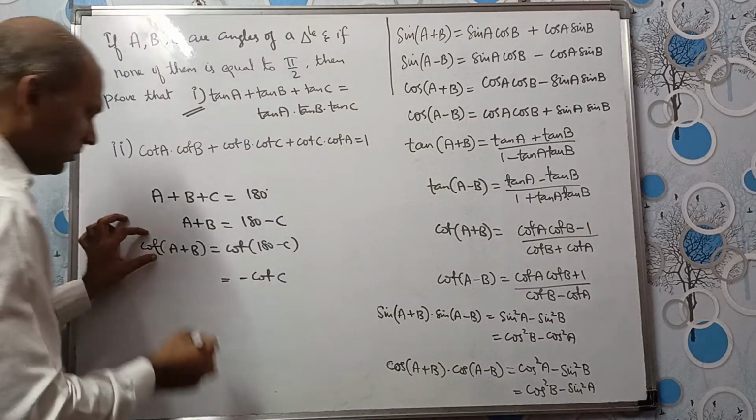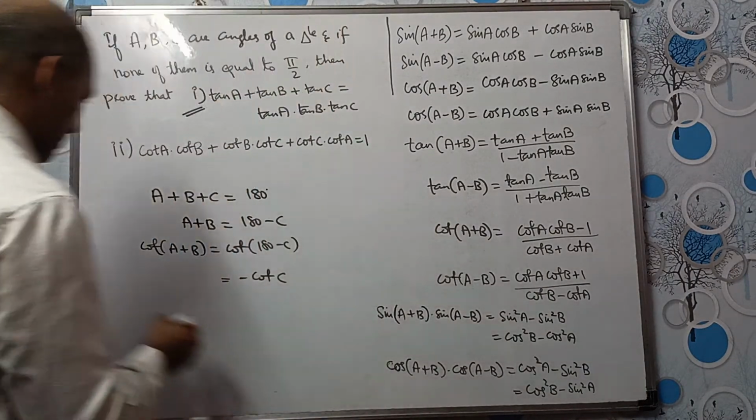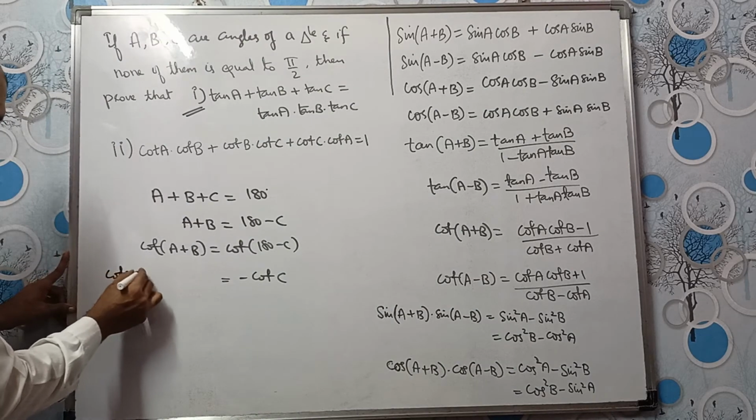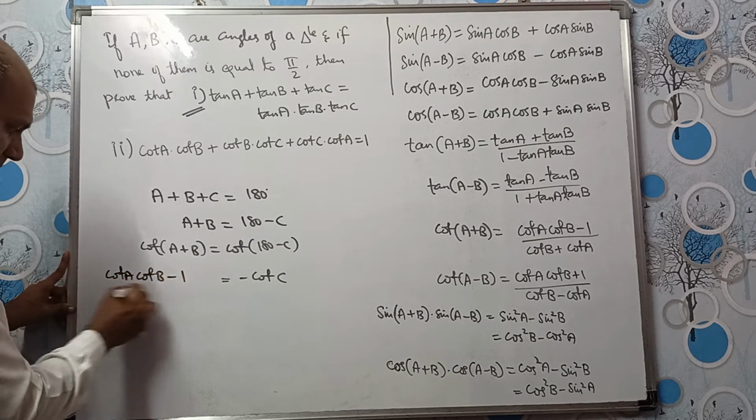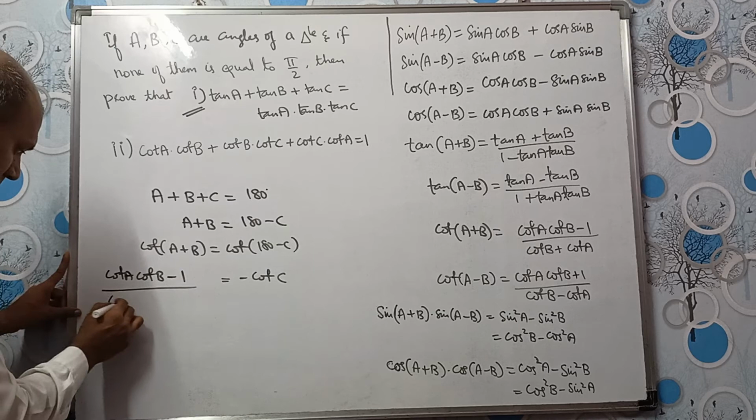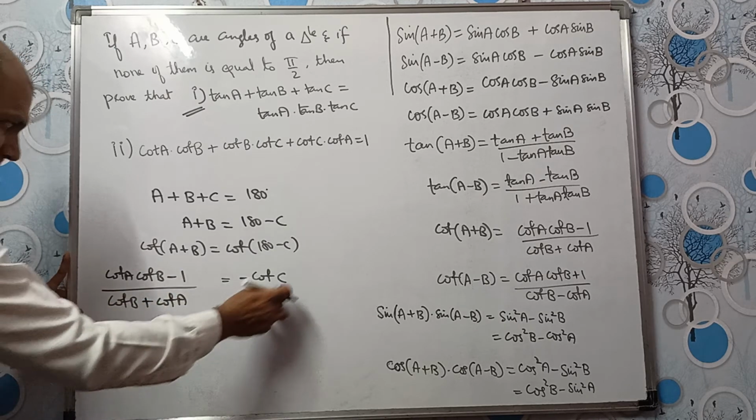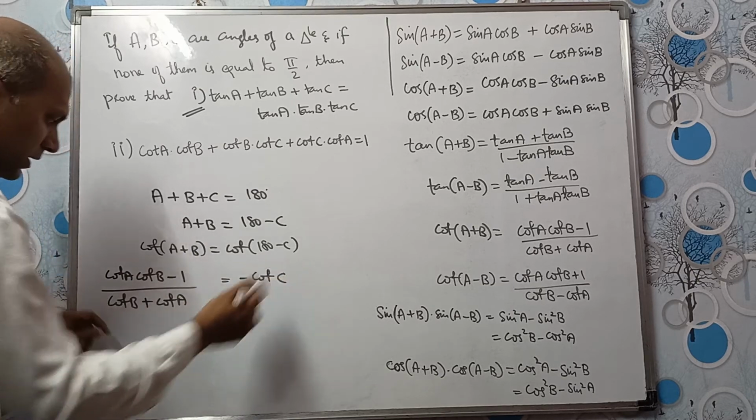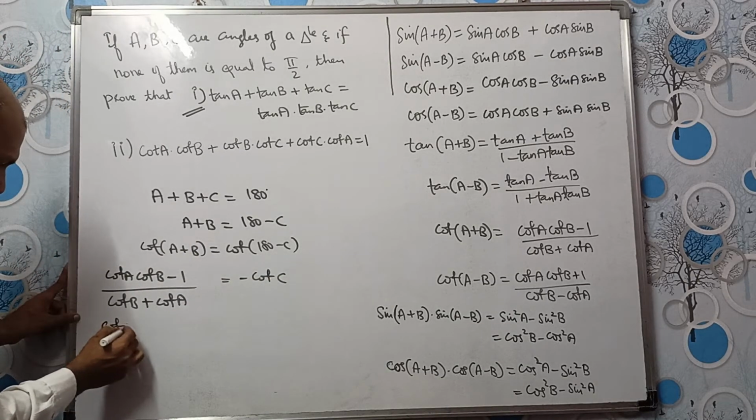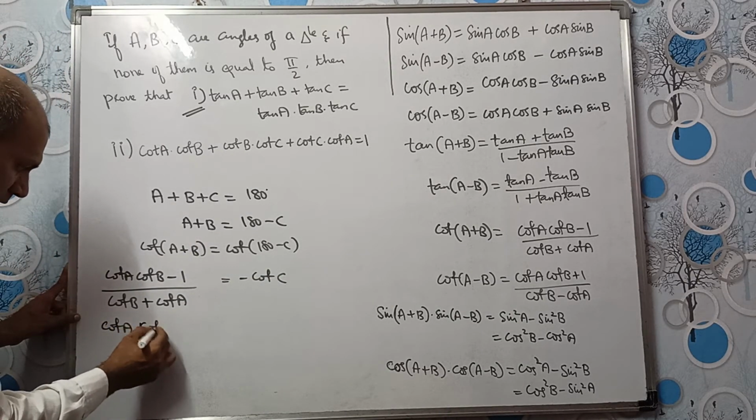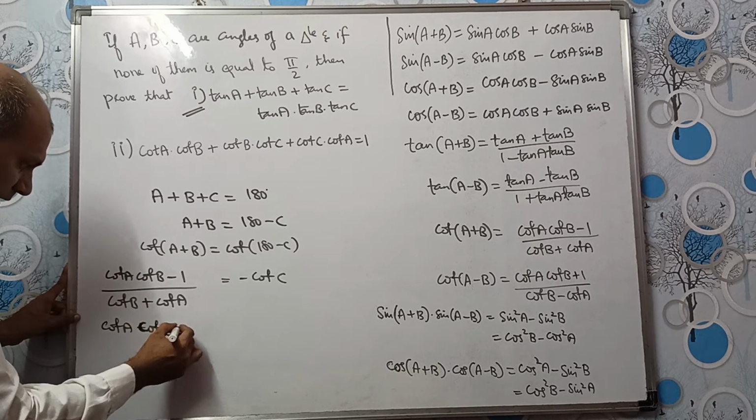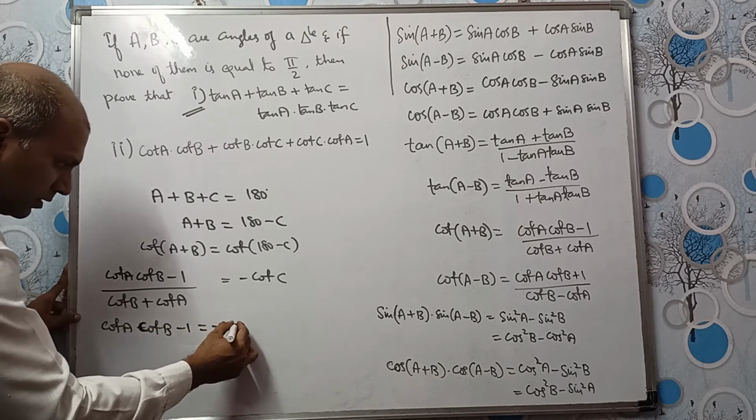Cot(A plus B) expansion: (cot A cot B minus 1) divided by (cot B plus cot A). So if you cross multiply, cot B cot A goes on the other side, right? So this will be cot A cot B minus 1.